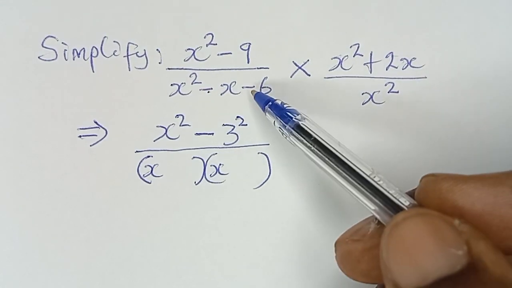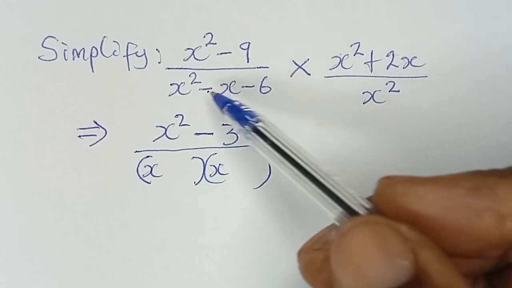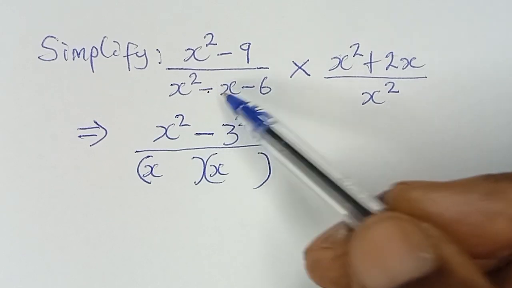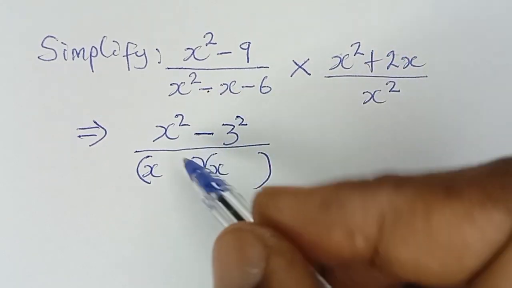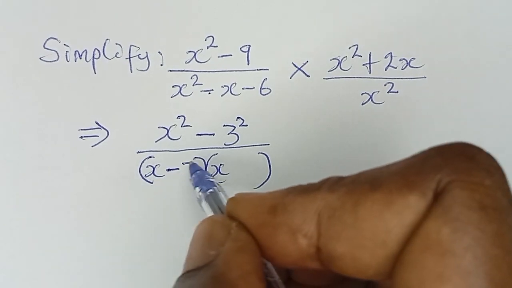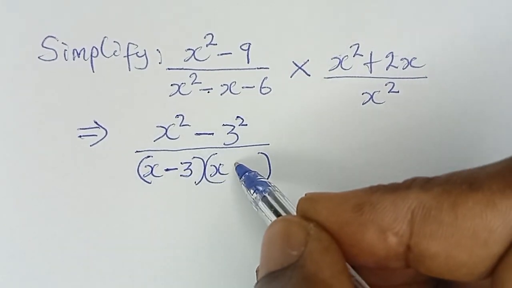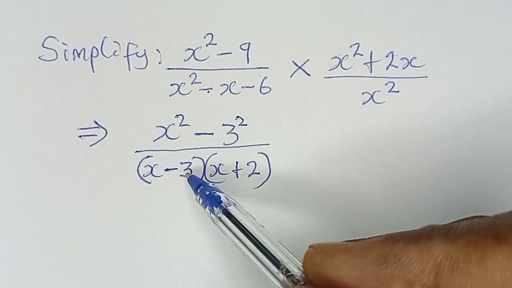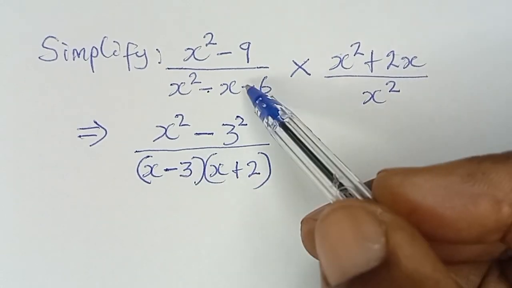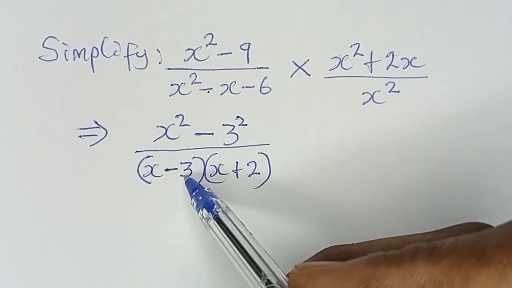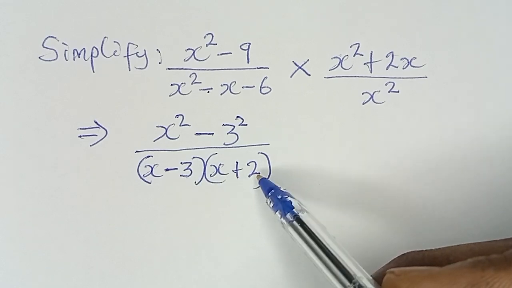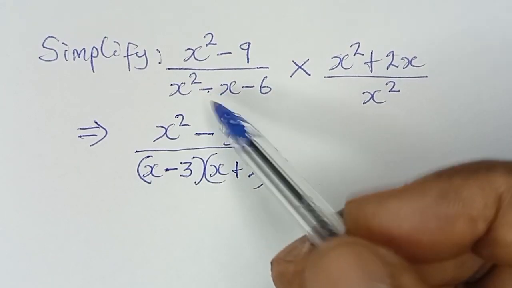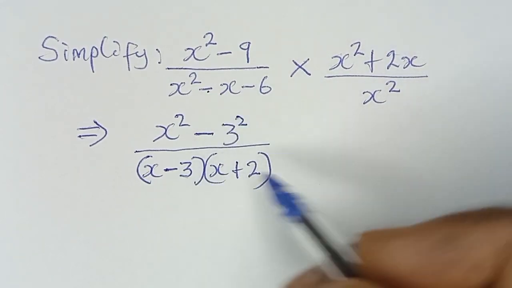So two numbers whose product is negative 6 and whose sum is negative 1. Those two numbers will be negative 3 and positive 2. Negative 3 multiplied by positive 2 will give you negative 6, and then negative 3 added to positive 2 will give you negative 1. So that is how to factor terms like that.